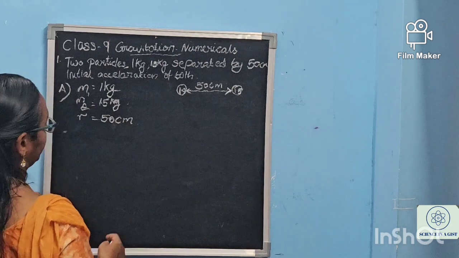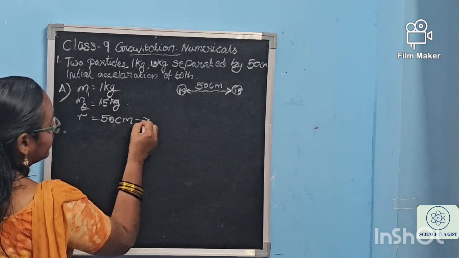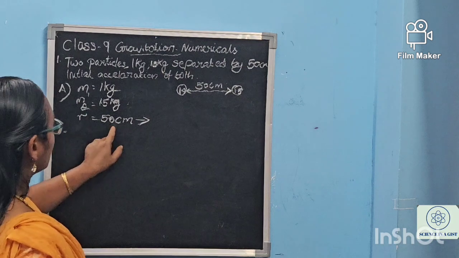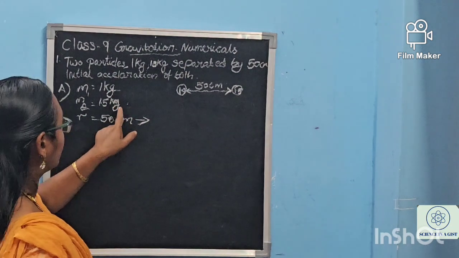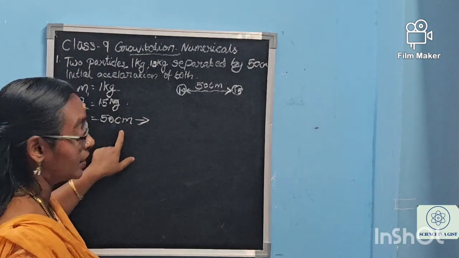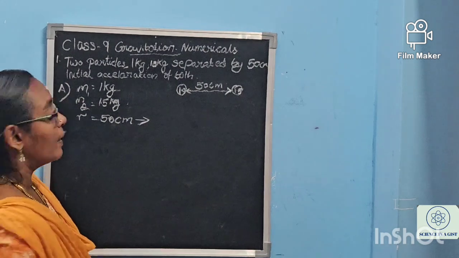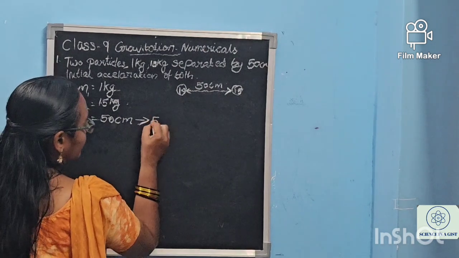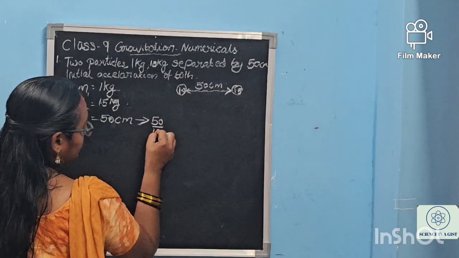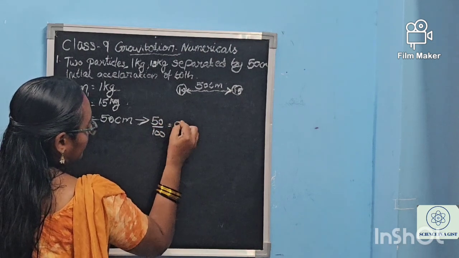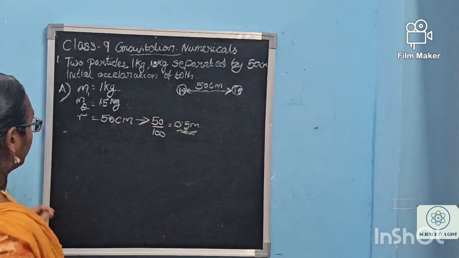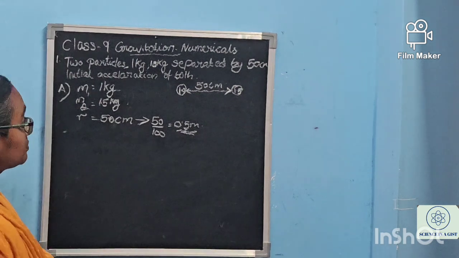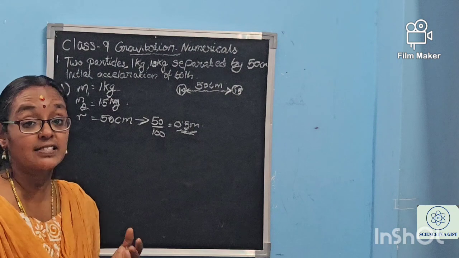And the fourth point is, conversion is needed. What conversion is needed? For kilogram, no need, because it is in kilogram, but this is in centimeter and has to be converted into meter. How? 50 divided by 100 gives you 0.5 meter.